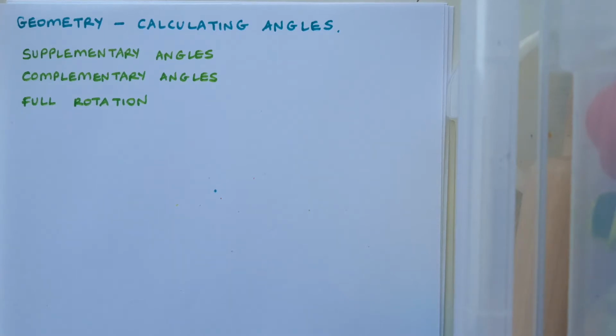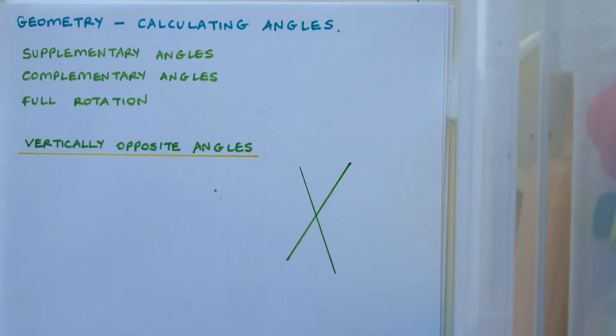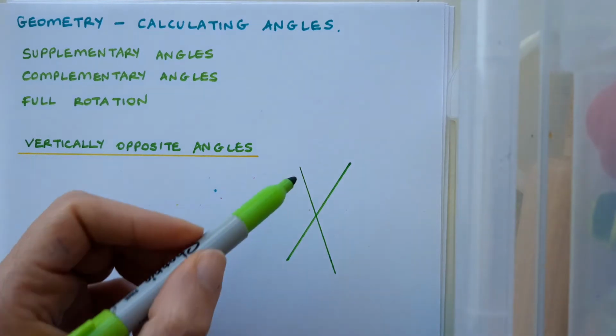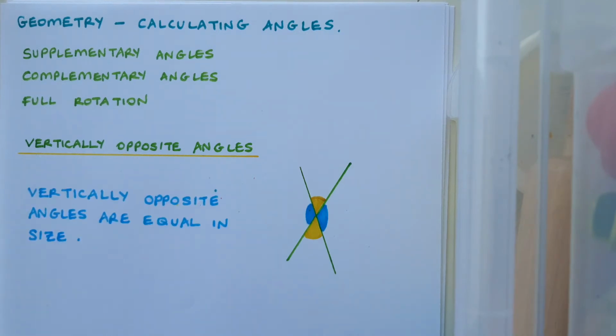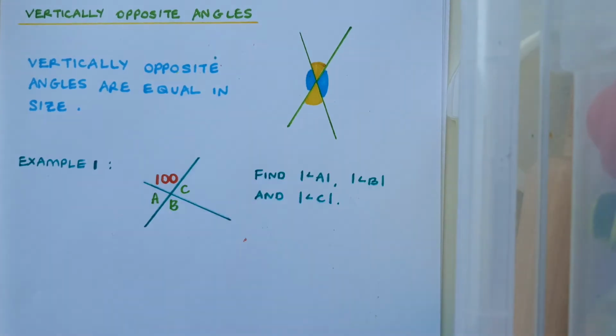In today's video, we're going to look at another rule, which is called vertically opposite angles. This is a very straightforward rule. If I have two straight lines, like I do in this diagram, that meet at a point, then the angles that are across from each other are equal in size. So my yellow angles are equal in size, and my blue angles are also equal in size. This rule can speed up questions involving geometry where we have to calculate angles. Let's have a look at an example.